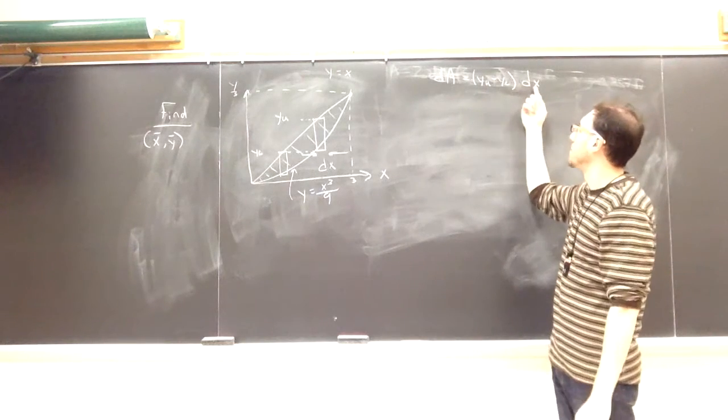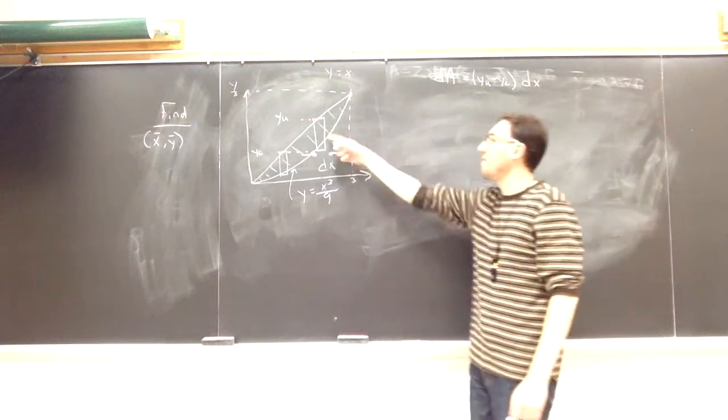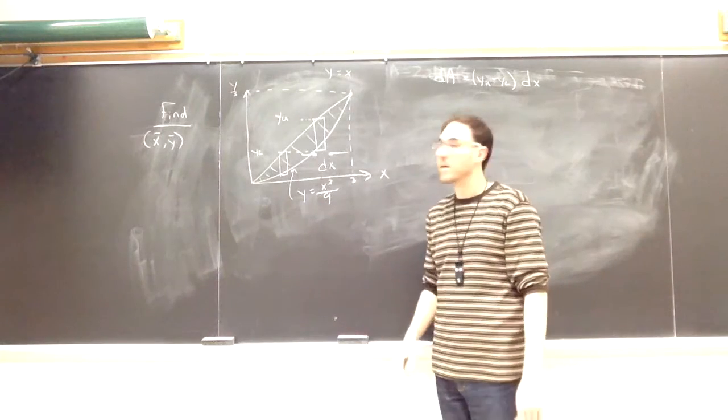So I have a height times a width, or a height times a base, and that gives me the area of every one of these rectangles. And when I add up all those areas, I get the total area of this shape.